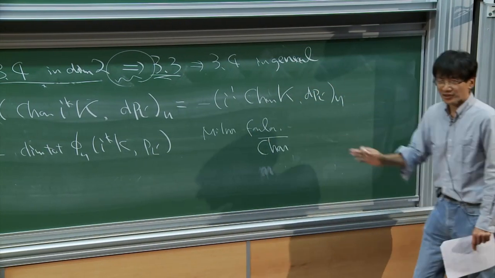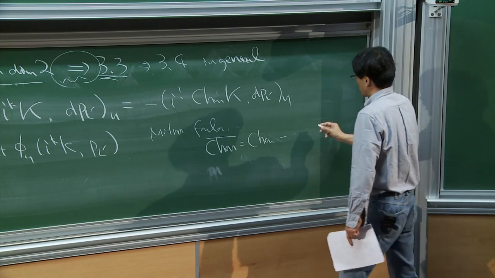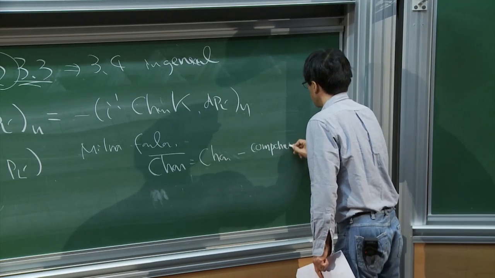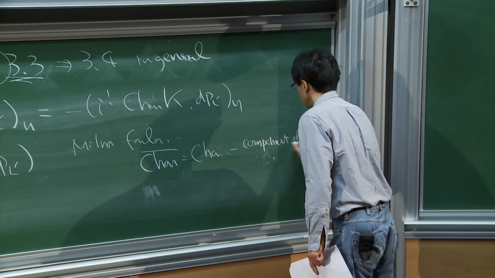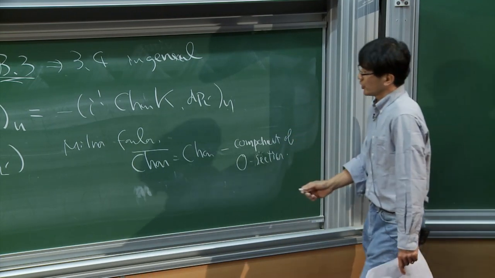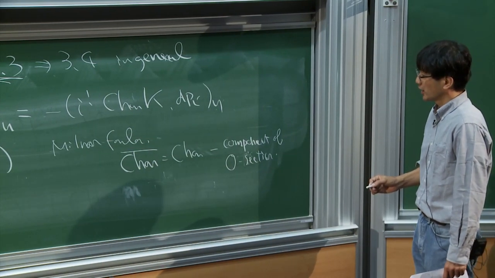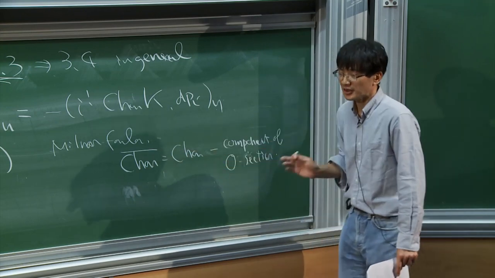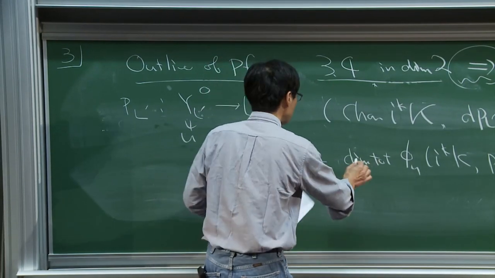So I put the bar. So this is the reduced characteristic class. This is the characteristic class with the components of the zero section removed. Do you take it closed or just locally closed? Ah, closed. So this is a linear combination. Okay, then this is just a matter of notation.